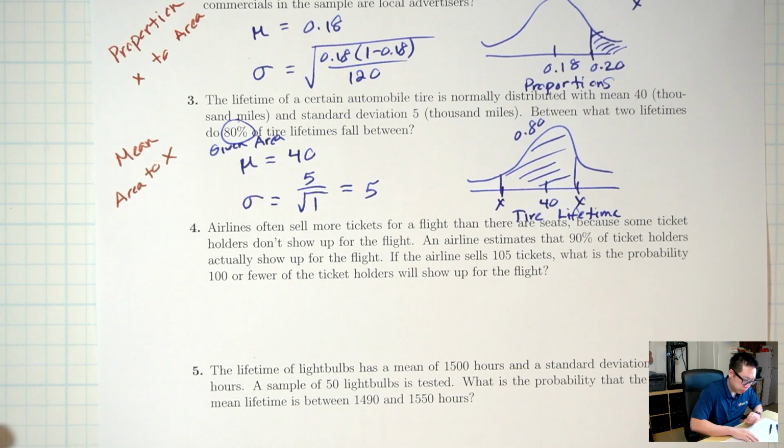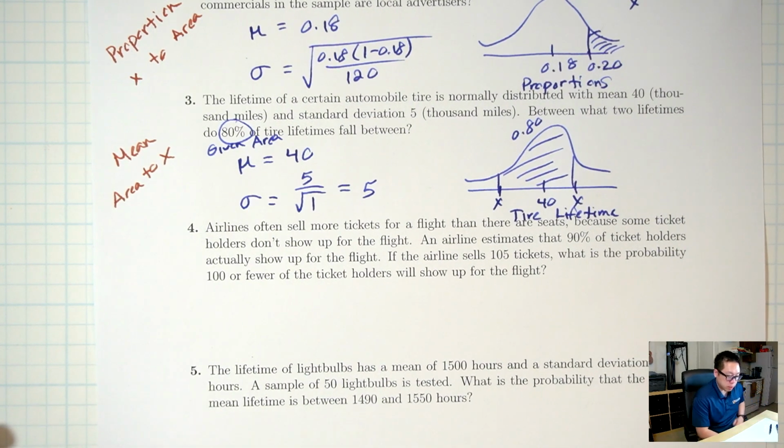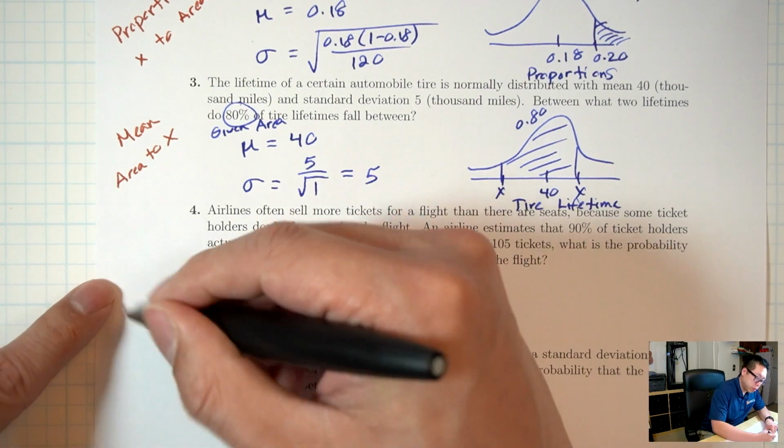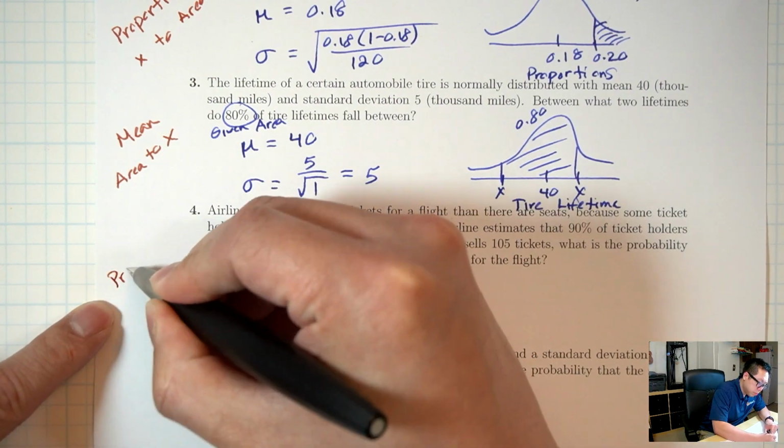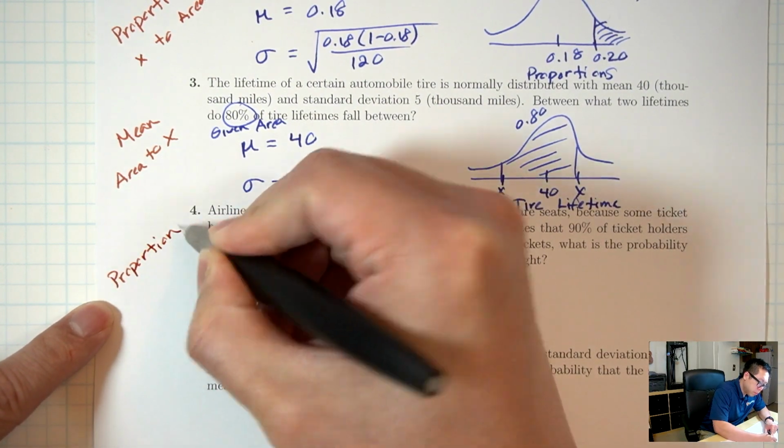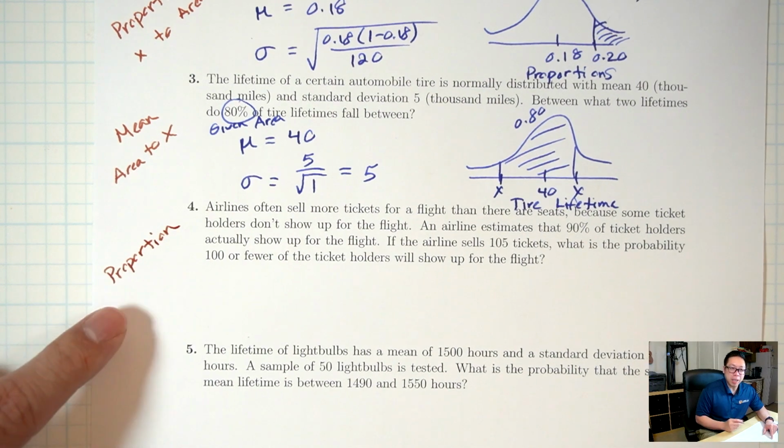4. Airlines often sell more tickets for a flight than there are seats because some ticket holders don't show up. An airline estimates that 90% of ticket holders actually show up for the flight. If the airline sells 105 tickets, what's the probability 100 or fewer of the ticket holders will show up for the flight? Okay, so reading that question, I don't think I mentioned the word mean at all. So this would be a proportion situation.